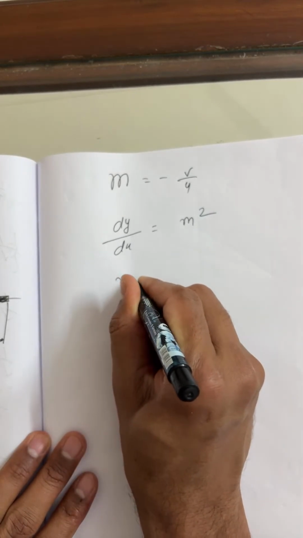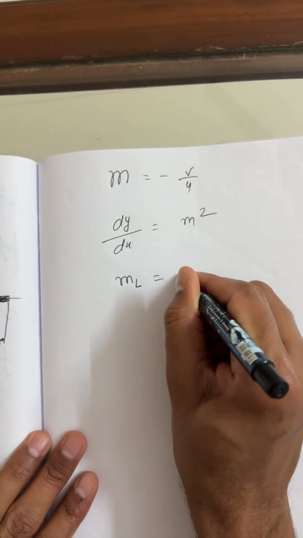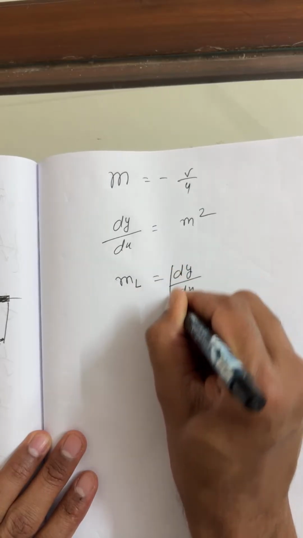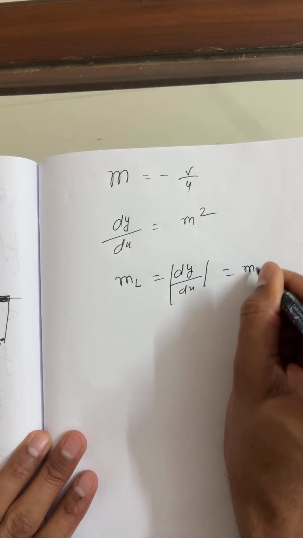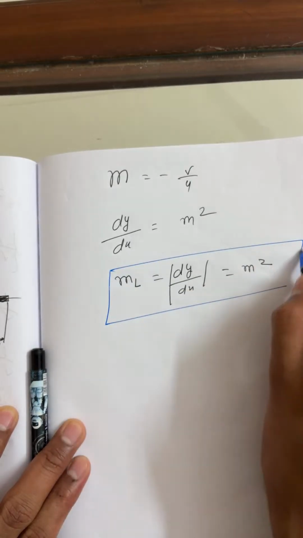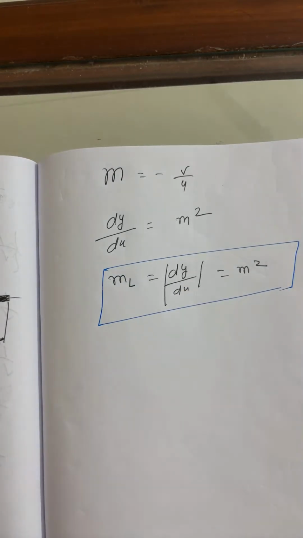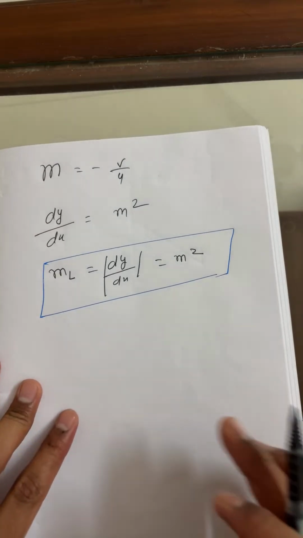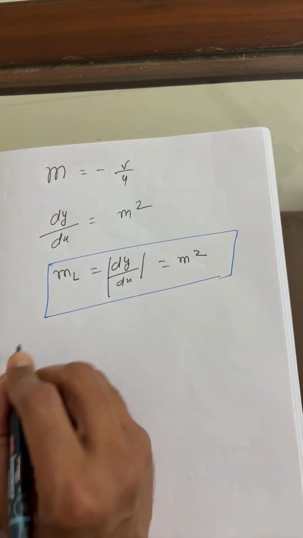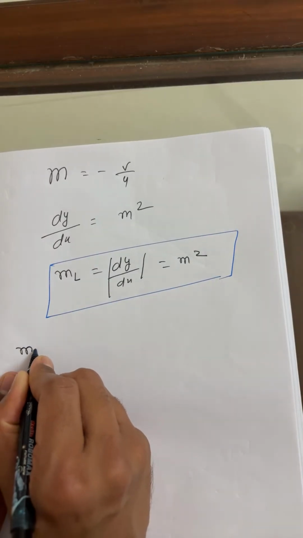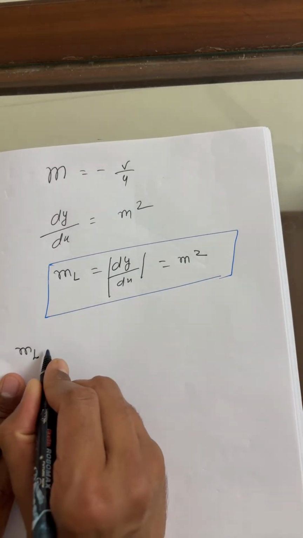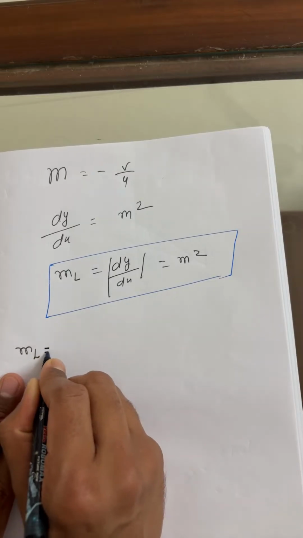So it's nothing but I can write here, ML, which is the longitudinal magnification, dy by dx. If you remember, I already gave the result for the mirror magnification, that there is a minus sign. Previously, I said this for longitudinal magnification in the case of a mirror. Now I'm going to tell you longitudinal magnification for lenses.